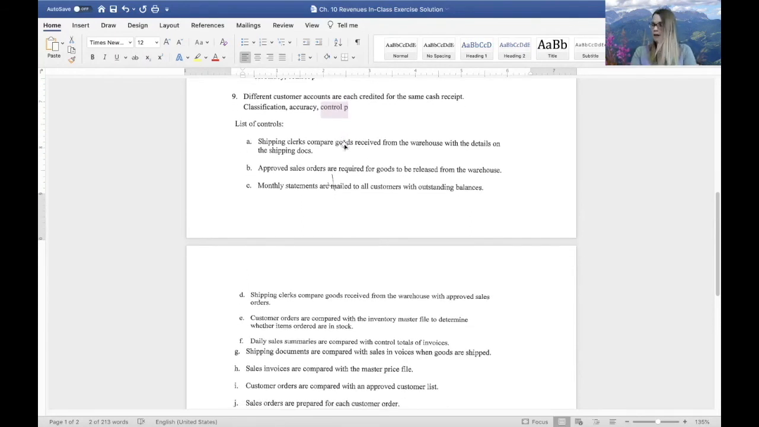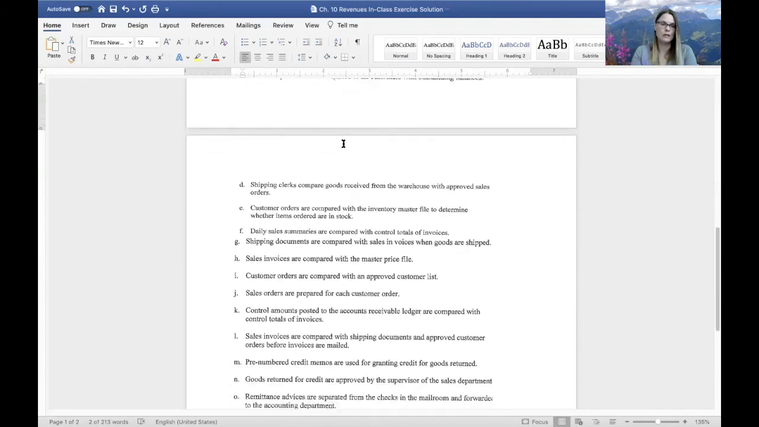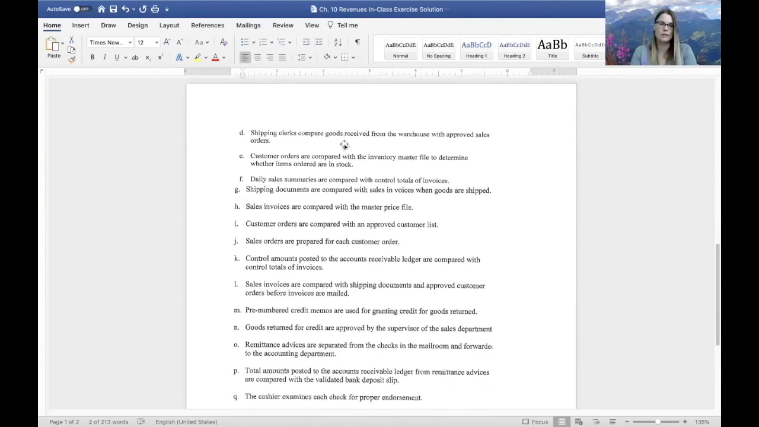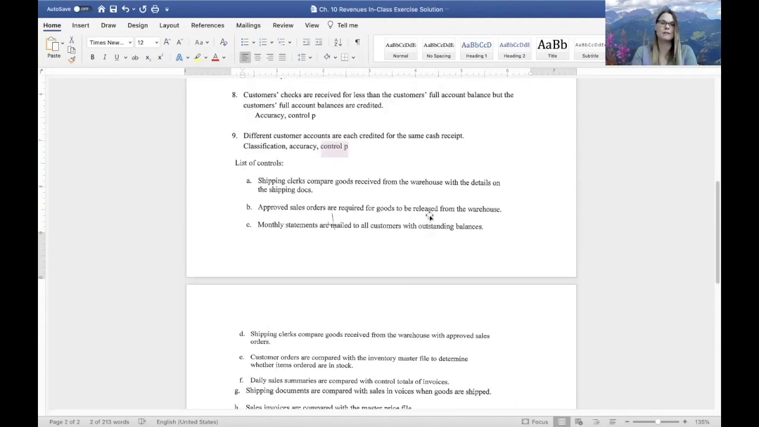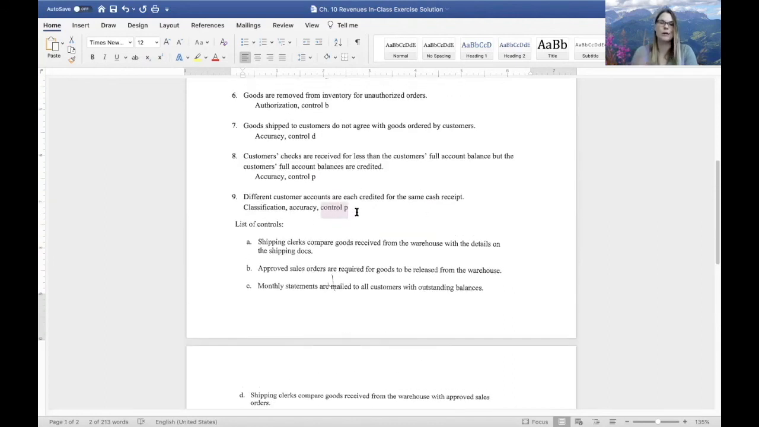All right, my example incorrect answer here is Control I. So again, this is a totally different part of the process, right? Because the customer order happens before I even ship out goods. Customer orders are at the very beginning of the sales process, whereas Control P and this risk are dealing with the cash receipts portion of the process, which happens after the sale has happened.